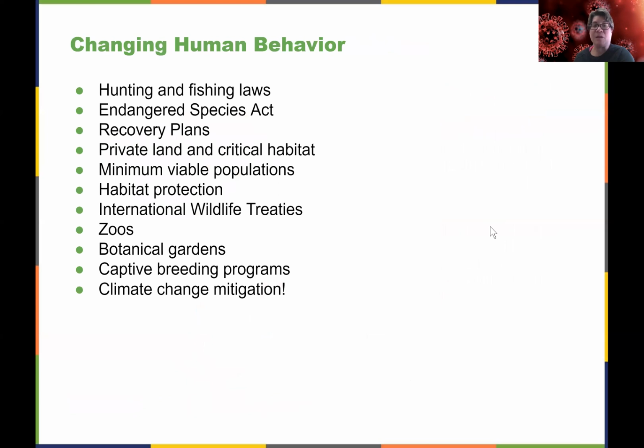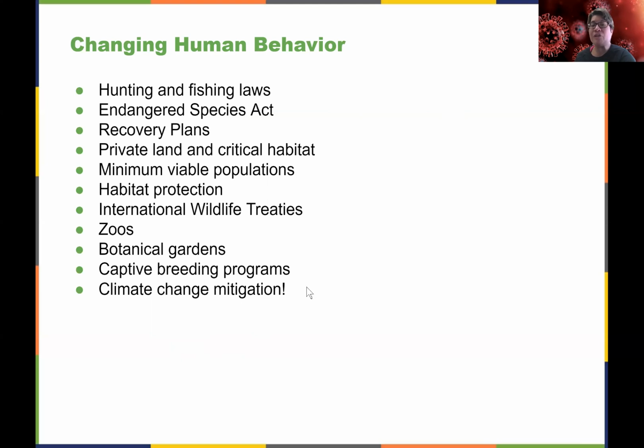And these are some laws or things that have happened that would help with preserving biodiversity. So we do have some hunting and fishing laws to protect biodiversity. We have the Endangered Species Act. We have recovery plans, private land and critical habitat that is protected. We have minimal viable populations, where we're looking at what is that minimal number that we need to maintain to keep the populations going. We're protecting habitats. We have treaties. We have zoos to protect organisms and breed them and move them around. Botanical gardens, captive breeding programs like Tiger King, just kidding, and then climate change mitigation.